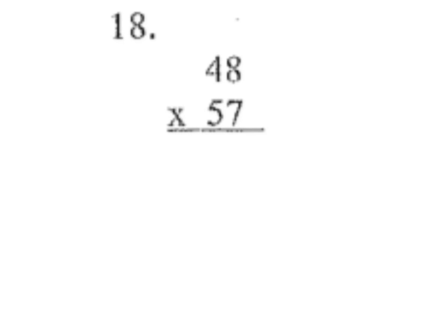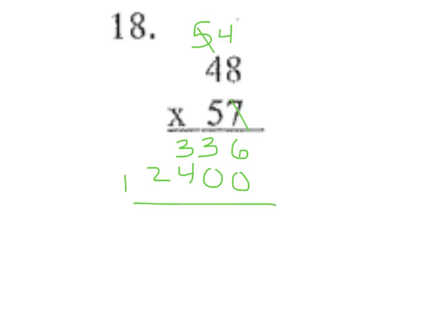18. You've got 7 times 8 is 56, carry your 5. 7 times 4 is 28, plus 5 is 33. Bring that 0 down as your placeholder. You've got 5 times 8 is 40, write 0, carry the 4. 5 times 4 is 20, plus 4 is 24. You have two partial products here. Add them together. You get 2,736.